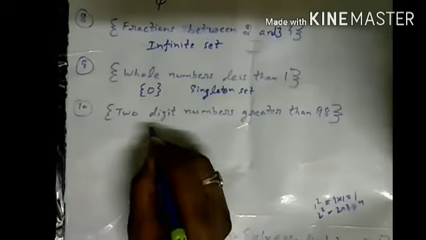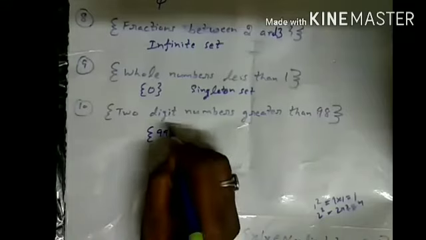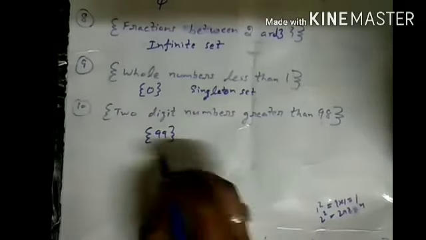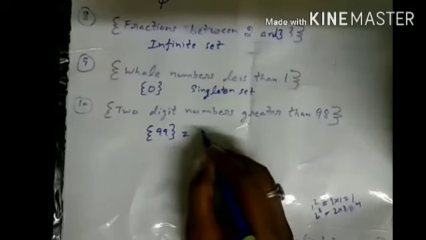Two digit number greater than 98. 98 is a two digit number, and what is the next two digit number? That is 99. So the set will include only 99. That's why this set is only a singleton set.